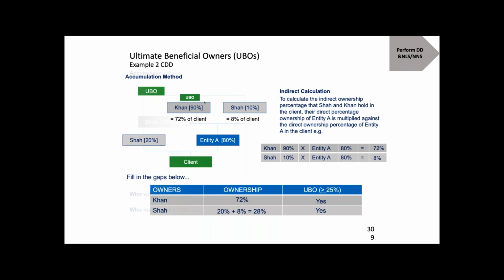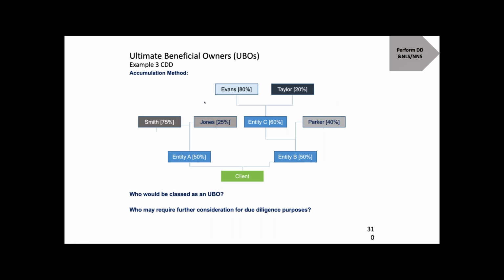Similarly, can we try this one out? Now, there are two questions. Who will be classed as a UBO and who may require further consideration for due diligence? Let's attempt this one, please. 20%, 25%.